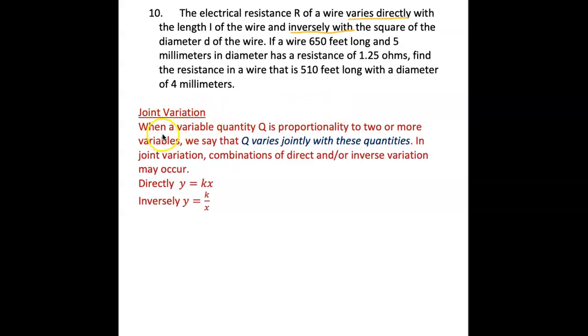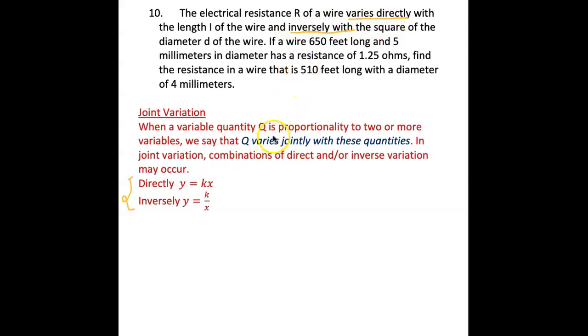Okay? When a variable quantity Q, for example, is proportional to 2 or more variables, we say that Q varies jointly with these quantities. In joint variation, a combination of direct or inverse variation may occur. So these are the two, okay? So the same thing. First, we're going to start by identifying the type of variation, which we already did. It's joint variation because it varies directly and also inversely, okay?